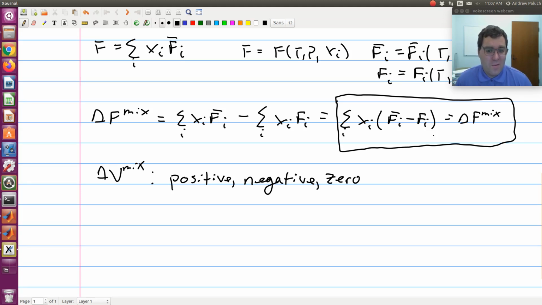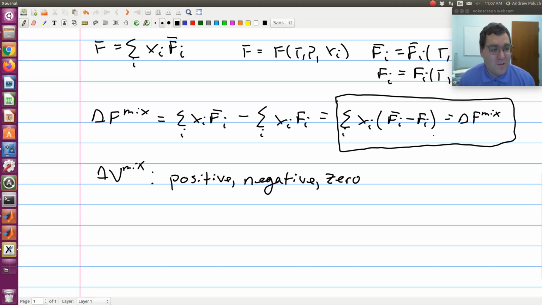But if I think more generally, a positive delta V of mixing tells me that on average, the effective V in our mixture is larger than the pure component V. And so on average, our molecules are going to be further apart than they are in their pure component systems. On average, the molecules are further apart. So a positive delta V of mixing suggests they might not like each other all that much. If they liked each other, I'd expect them to be hugging on each other, nice and close.